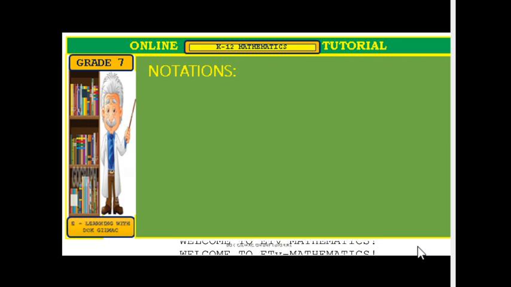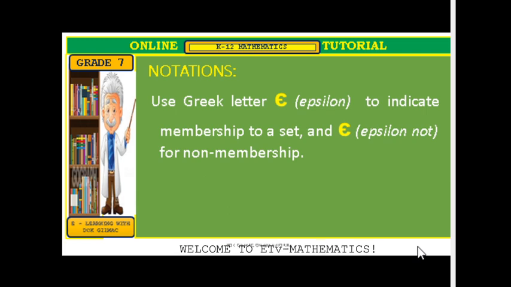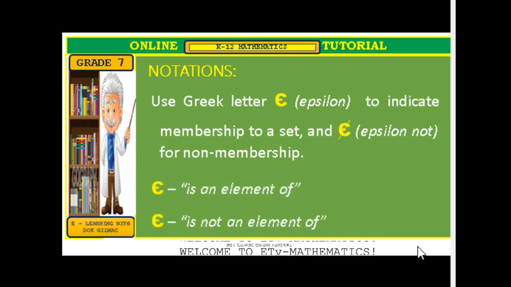Here are the basic notations in dealing with sets. We use the Greek letter epsilon indicating membership of a set, and epsilon with a slash for non-membership. Epsilon is read as an element of, while the slashed epsilon is read as not an element of.